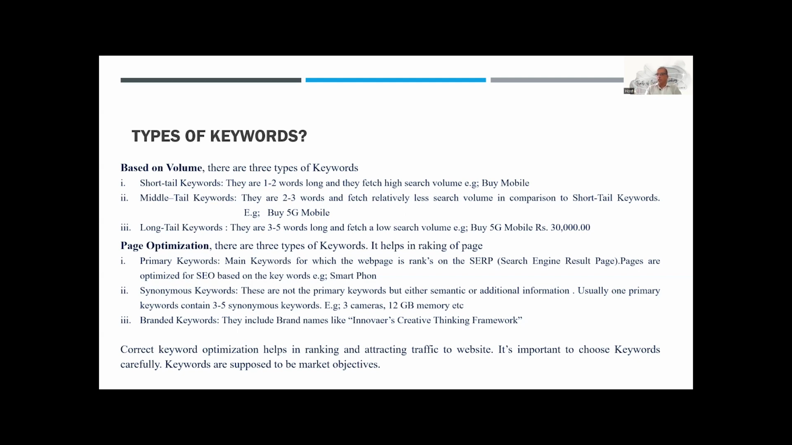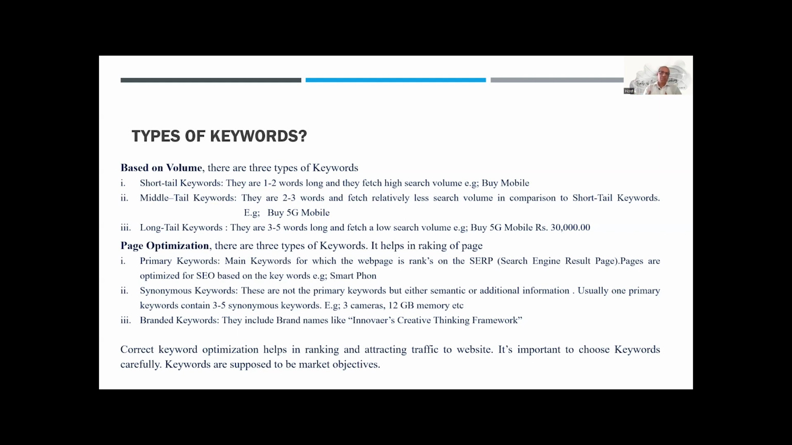Middle tail keywords are usually 2 to 3 words, and the search results are comparatively less compared to what we usually get for short tail keywords. Long tail keywords are usually phrases of 3 to 5 words. Now, say if we take an example like 5G mobile phone, rupees 30,000.